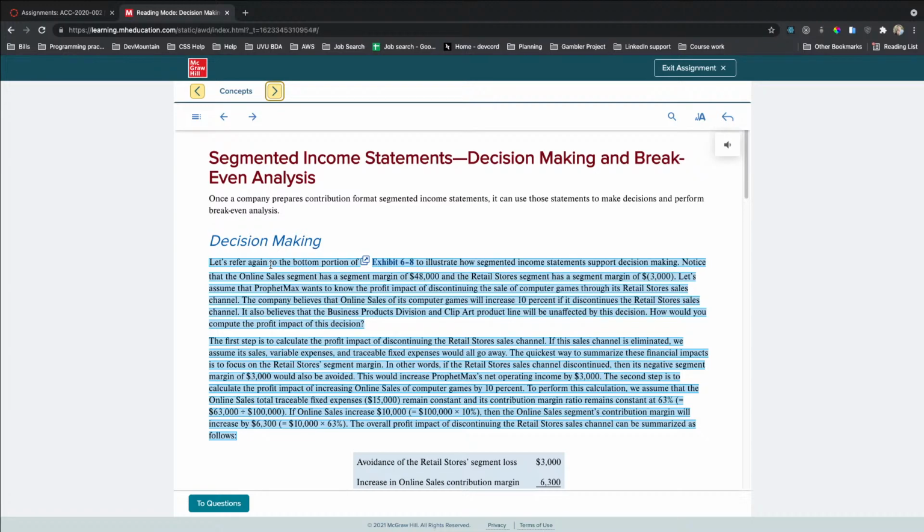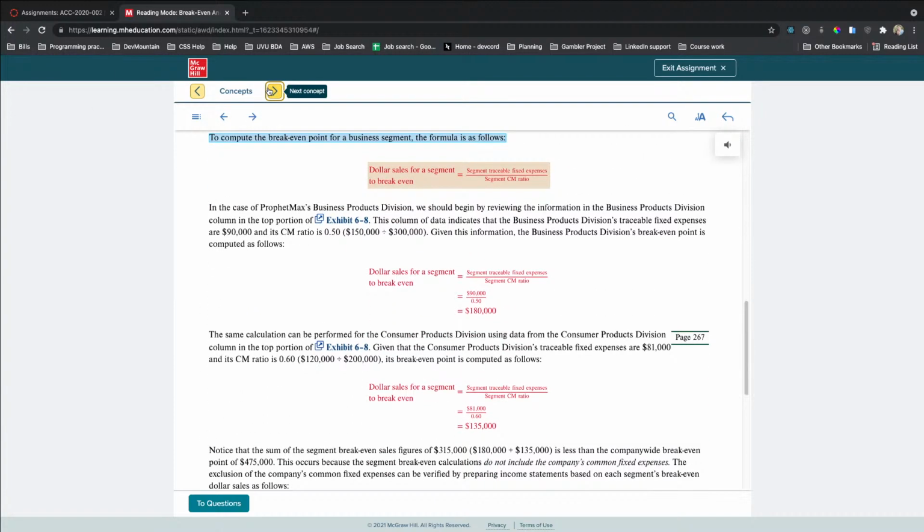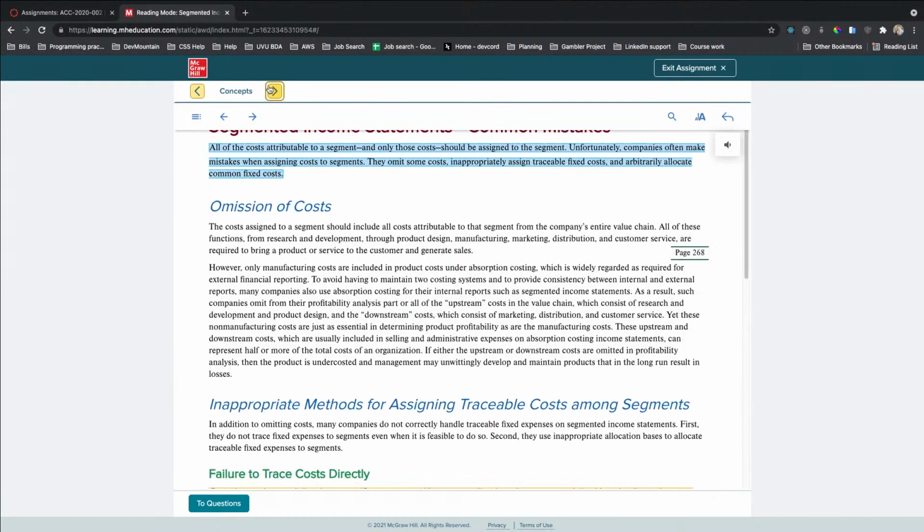The second step is to calculate the profit impact of increasing online sales of computer games by 10%. To compute the break-even point for a business segment, this is the segment traceable fixed expense divided by the segment contribution margin ratio.